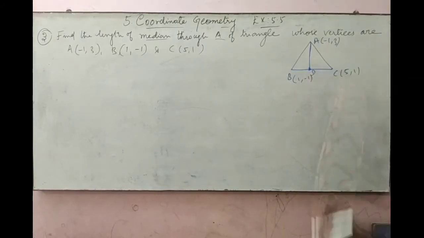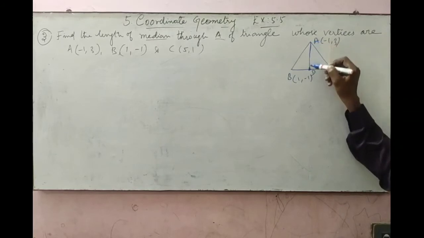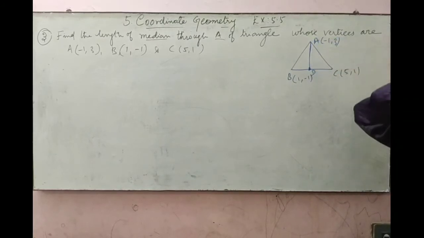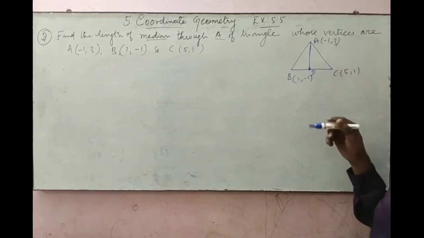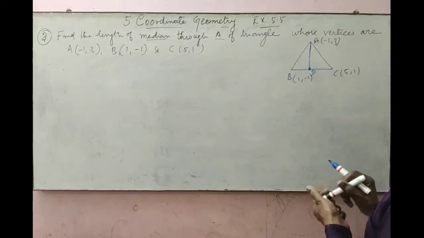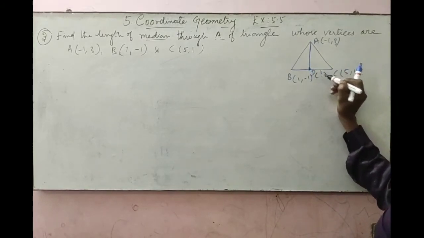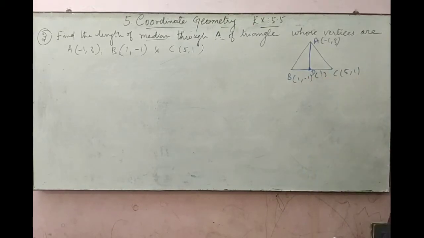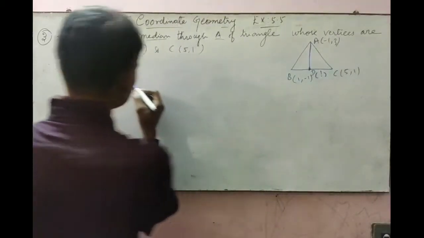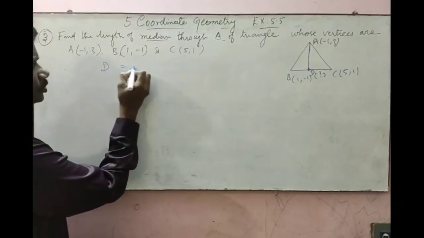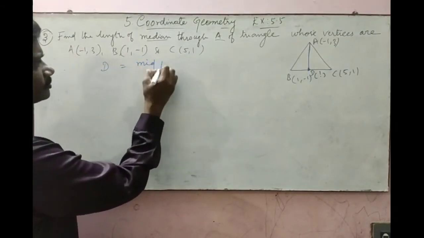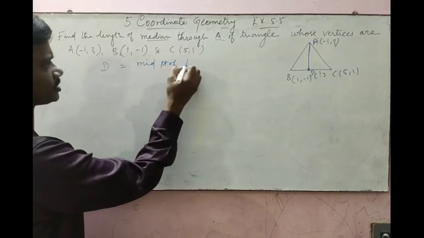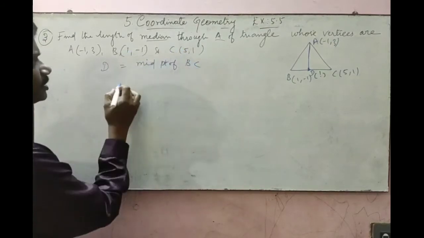D is the midpoint of BC. They ask you to find the length of this median, the length of this AD. So we have to find the length of AD. For that, first we have to find the coordinates of D. How will you find the coordinates of D? D is the midpoint of BC. So first I am going to find D. D equal to midpoint of BC. So use the midpoint formula here.